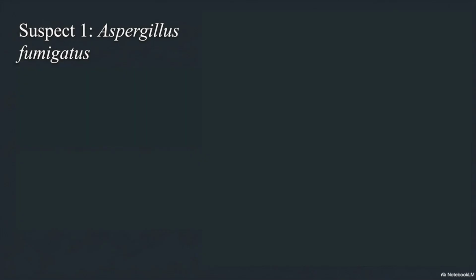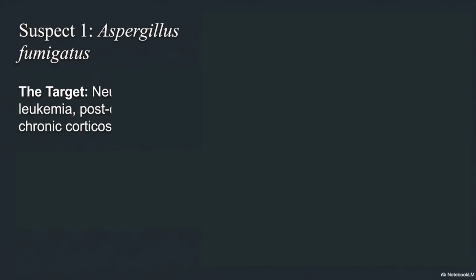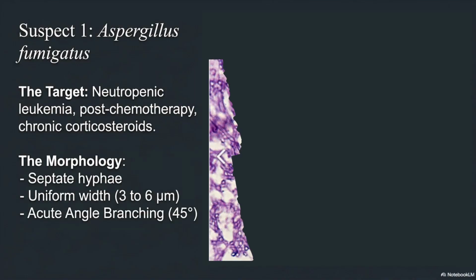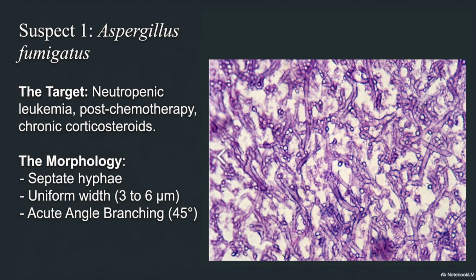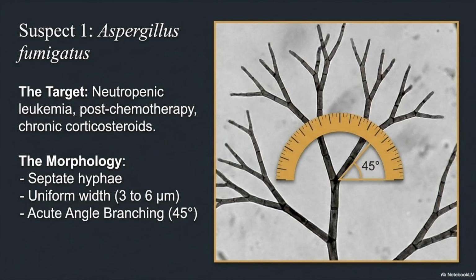Suspect 1 is Aspergillus fumigatus. The target patients for this pathogen are those with neutropenic leukemia, patients who are post-chemotherapy, or those on chronic corticosteroids. When you look at its morphology on a slide, you are looking for septate hyphae with a uniform width of 3 to 6 micrometers. The dead giveaway is the acute angle branching, coming off at exactly a 45-degree angle.